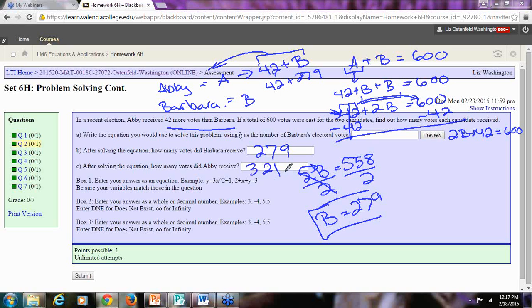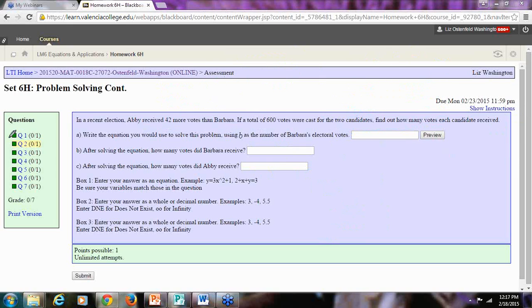Okay. Any questions about that one? Okay, I'll do that one too. All right, I'm gonna do a few more of these word problems. Let me pick a different one.